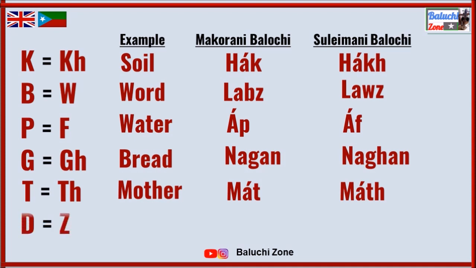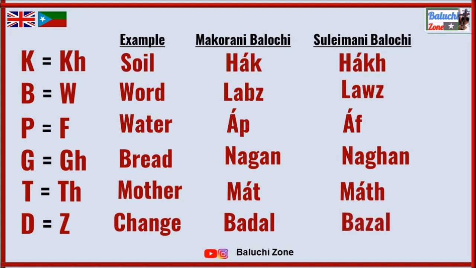And lastly, the letter D is pronounced as the. For example, change in Balochi is badal. In the Suleimani dialect, they would say bathal. One thing I need to add here is that such changes in pronunciation only occur if these letters are not the first letter in a word.